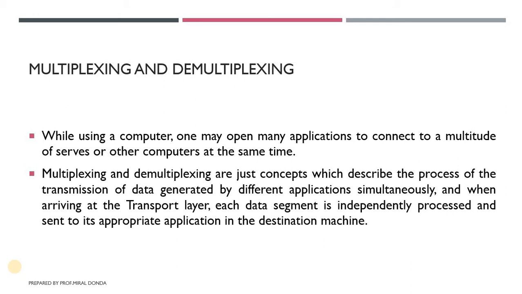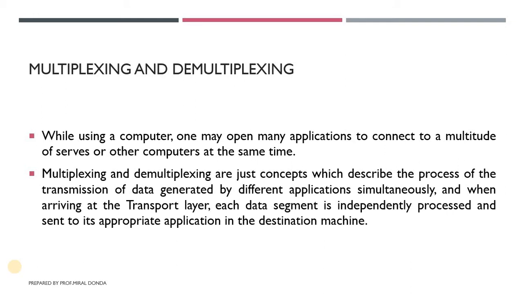Multiplexing and demultiplexing are concepts which describe the process of the transmission of data generated by different applications simultaneously. When arriving at the transport layer, each data segment is independently processed and sent to the appropriate application in the destination machine. So in simple terms, multiplexing and demultiplexing are used to send and receive the data packets.